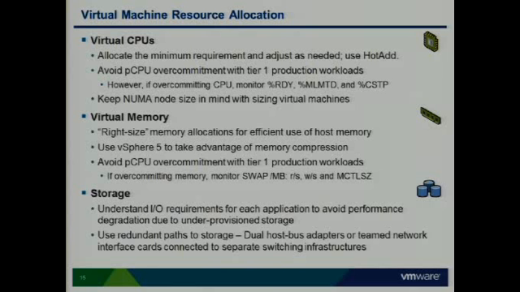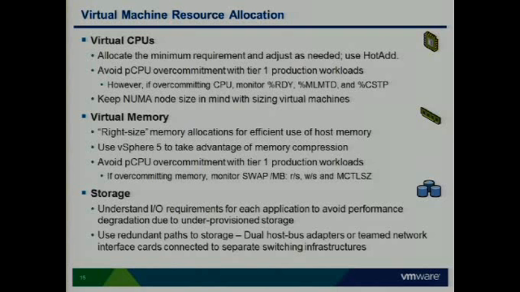You want to avoid physical CPU overcommitment for Tier 1 production workloads unless, let's say you have the batch and the OLTP workload. Let's say overcommitment makes sense in your case. If you are going to overcommit, monitor these counters up here to make sure that you keep that under control. You also want to keep NUMA node sizing in mind with sizing virtual machines. A NUMA node is basically a socket. And so if you want to eke out every last bit of performance out of a VM, sizing the VM within one NUMA node can help enhance performance.